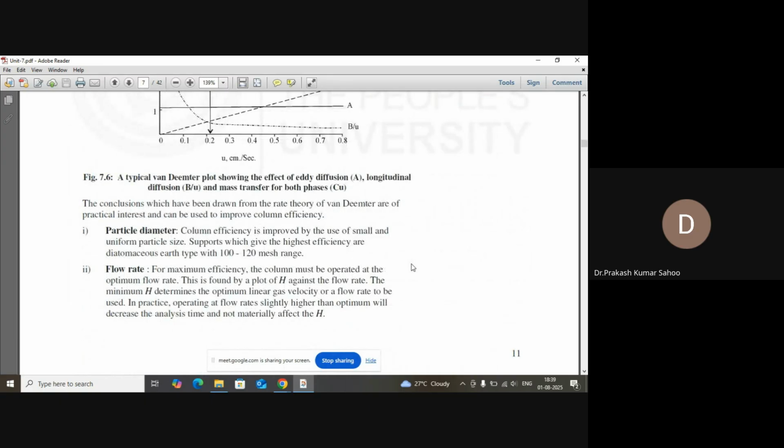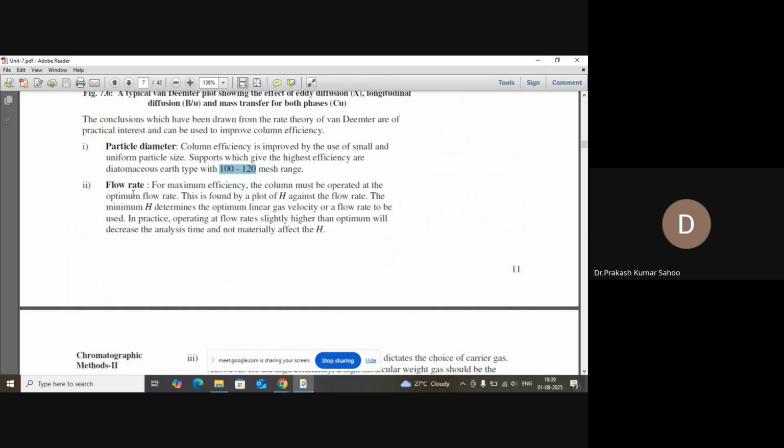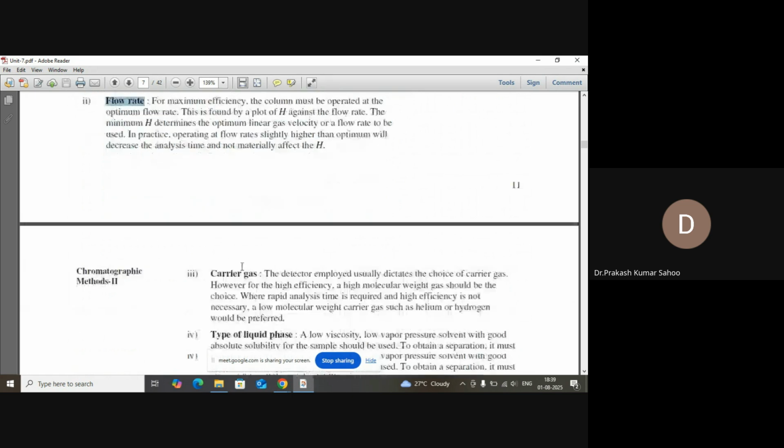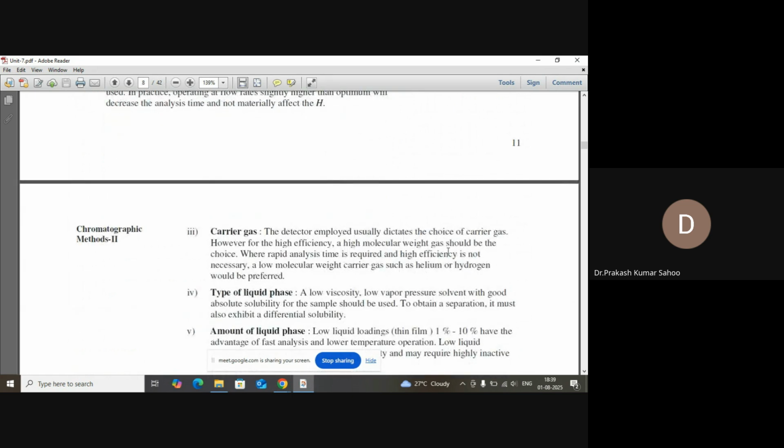Then this separation technique depends on the particle diameter of the column, which will be in the 100 to 120 mesh range. Flow rate also matters: if the height is small, the flow rate will be more. So flow rate also determines the separation of components. Then the carrier gas used should be free from impurity, and pure carrier gases of lower molecular weight are generally preferred for this technique; generally helium or hydrogen gas is used.